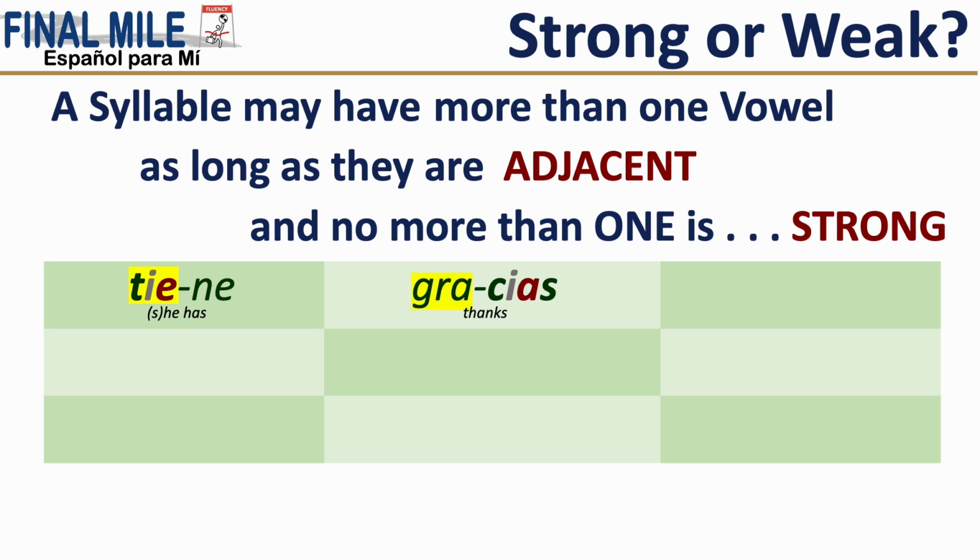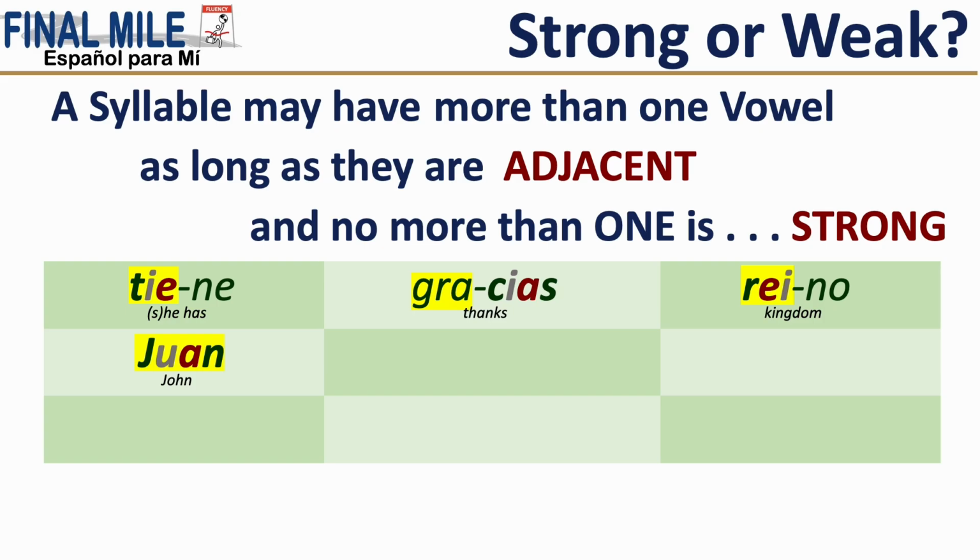Everybody's familiar with this word. Gracias. A weak I, a strong A. Say this word. Reino. Reino. Notice all of them have a weak and a strong vowel adjacent to each other.